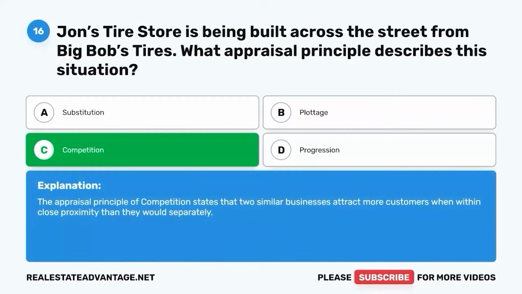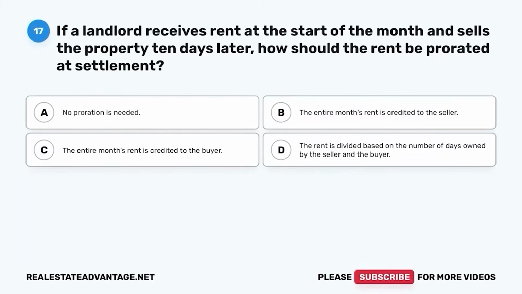Competition. The appraisal principle of competition states that two similar businesses attract more customers when within close proximity than they would separately. Question 17. If a landlord receives rent at the start of the month and sells the property 10 days later, how should the rent be prorated at settlement?